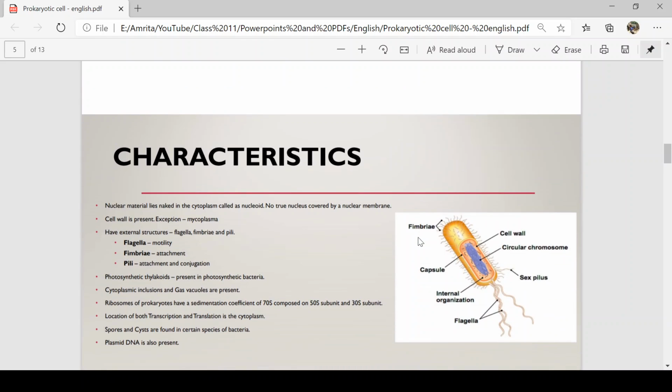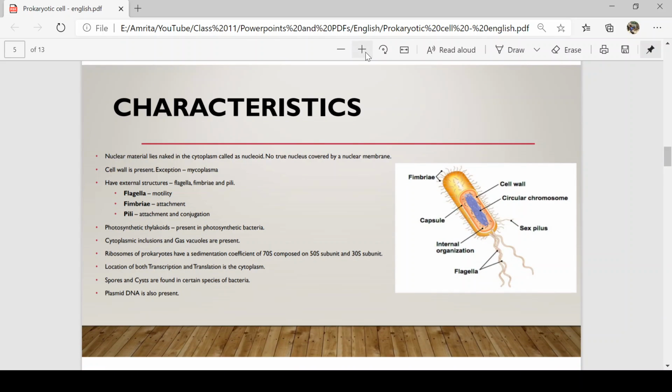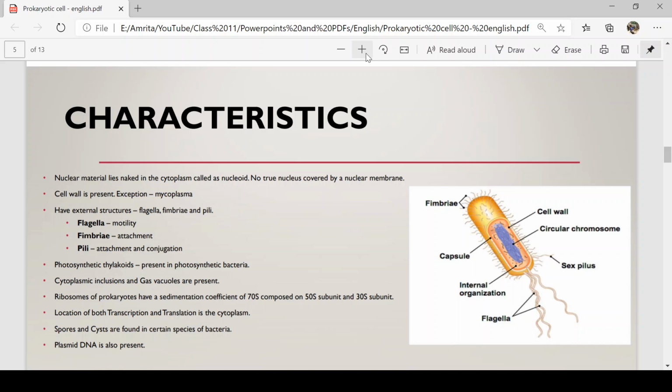Let's move ahead and look at the characteristics of a prokaryotic cell. Now let's take the example of a bacterial cell here, and further in the slides we'll study the bacterial cell in detail. What exactly is a bacterial cell made up of? What are the other inclusions that are present in a bacterial cell? But first, let's have a quick look at the prokaryotic cell characteristics.